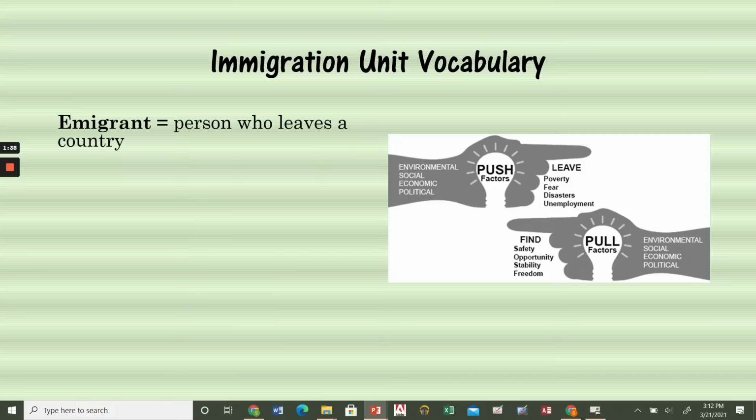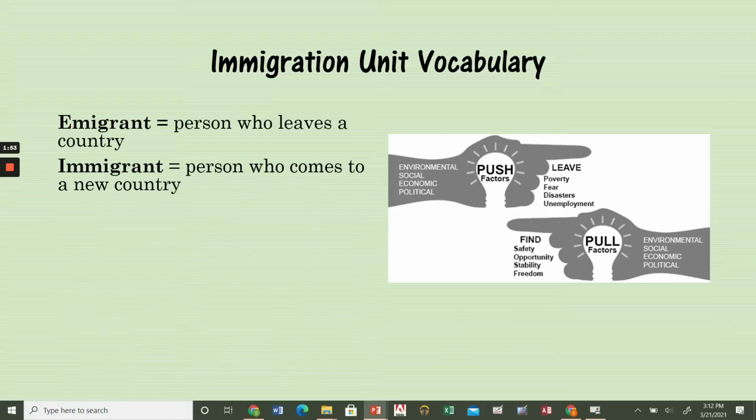So if you're spelling the word with an E, emigrant, that is a person who leaves a country. All right, so we're going to talk a lot about German immigration here in a minute. A German emigrant with an E is someone who left Germany.